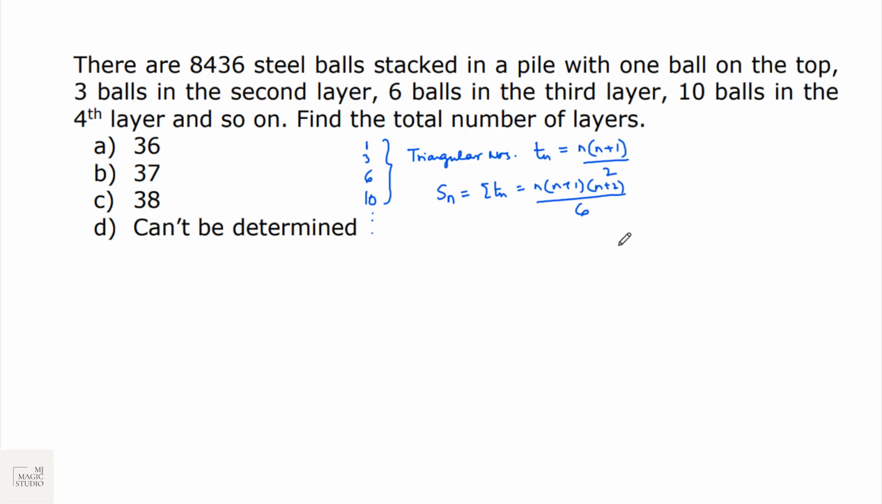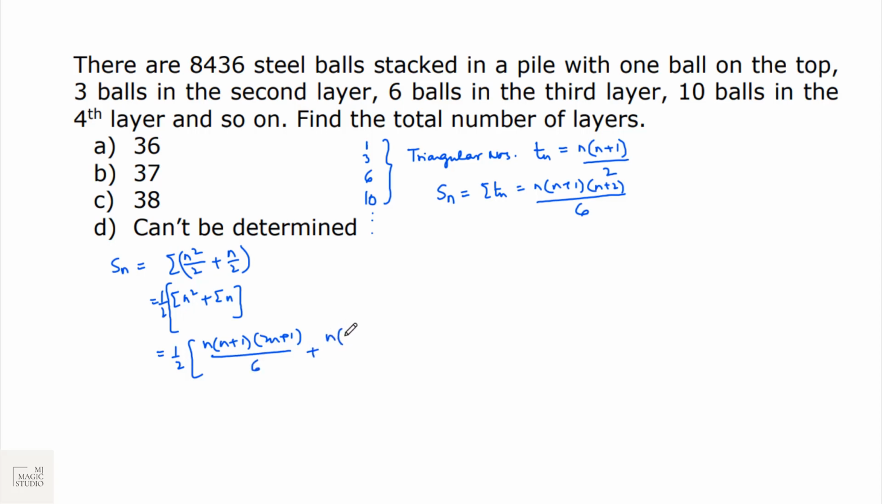Either you remember this formula or you can derive this also. Like Sn would be summation of n square by 2 plus n by 2. That is, if I take half outside, half into summation of n square plus summation of n. That is half into n into n plus 1 into 2n plus 1 by 6 plus n into n plus 1 by 2.